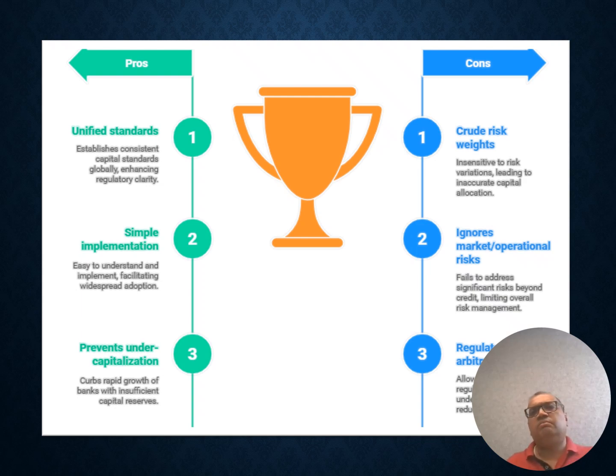Cons, the negative points. The risk weights that were given, like 0%, 20%, and 100% risk weight for corporates, were arbitrary. If you're giving 100% to a corporate client, then you're not differentiating between the risk levels of those clients. A company could be highly rated on the Moody's scale, and another could be poorly rated, and you give both a 100% risk weight. So it did not differentiate between the credit risk of the companies. It also ignored market and operational risk.